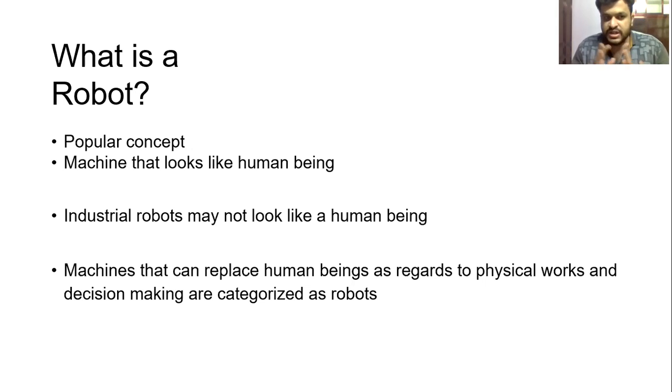Now coming to what is a robot? Many of you think that a robot is a machine that looks like a human, but this is not always the same. There are many different types of robots other than a humanoid robot. For example, an industrial robot. Take the case of a manipulator. A manipulator is completely different from a humanoid robot.